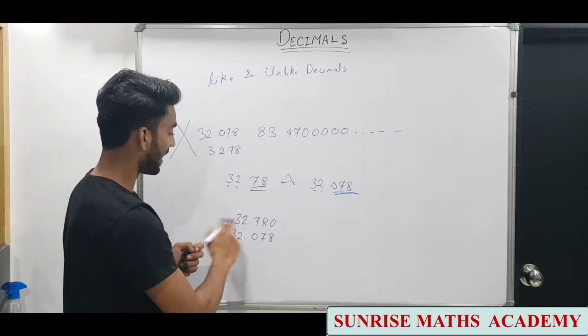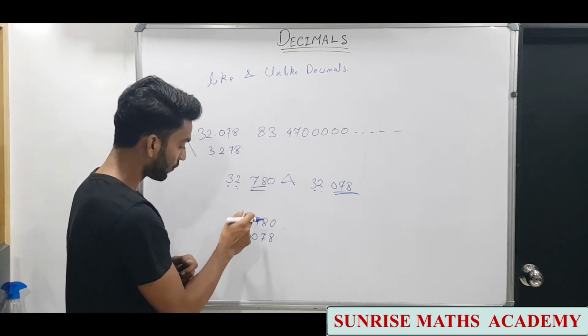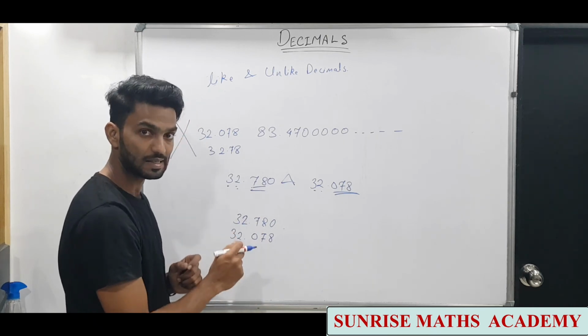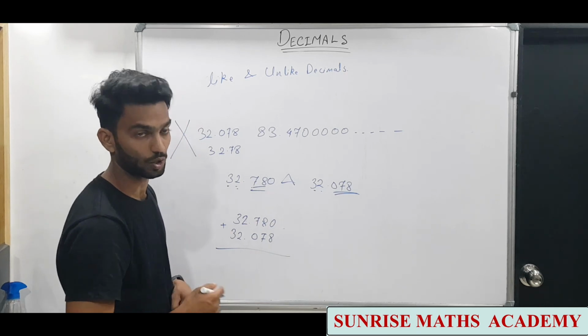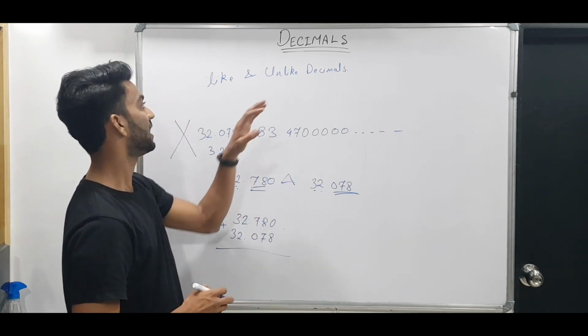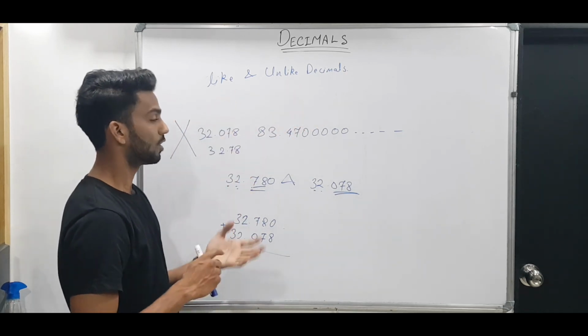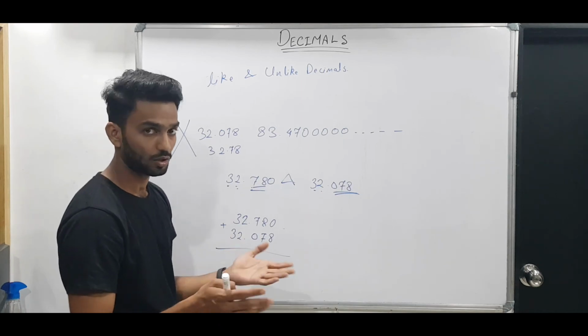So therefore like decimals हमने अगर बना लिए और फिर उसको लिखा तो it will be very easy and the correct way. So then we add, it will be easy for us. So that's why we make the unlike decimals into like decimals for comparison, for addition, for subtraction and these things.